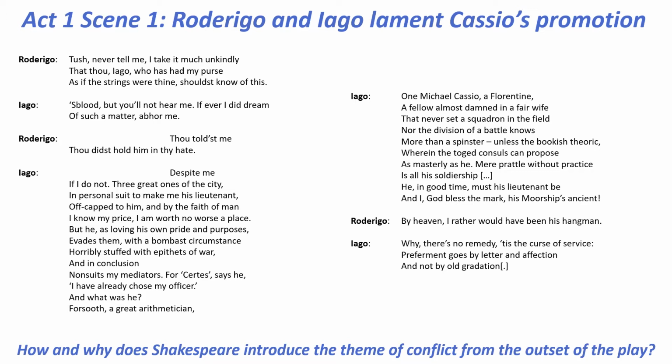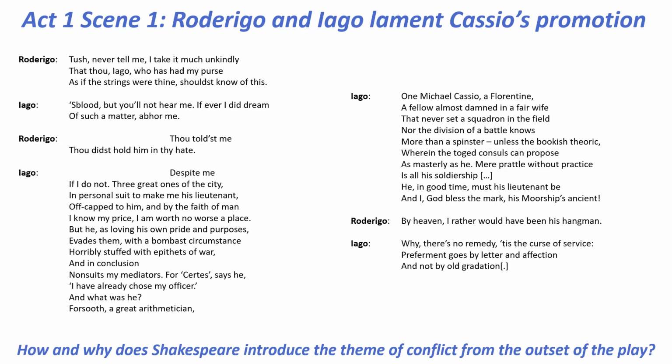Then Iago responds, "'Sblood, but you'll not hear me. If ever I did dream of such a matter, abhor me. Roderigo, thou toldst me thou didst hold him in thy hate." So it's not entirely clear to the audience at this stage that they're talking about Othello, but they're having a conversation about loyalty. We guess that before this scene starts, Iago has told Roderigo that Othello and Desdemona have eloped. They've got married without anybody knowing.